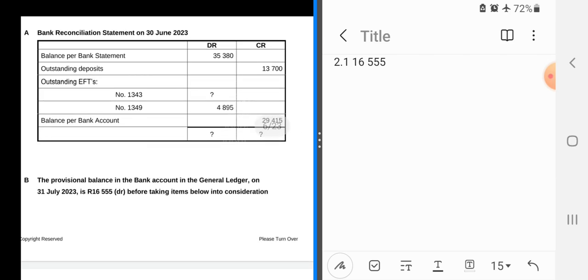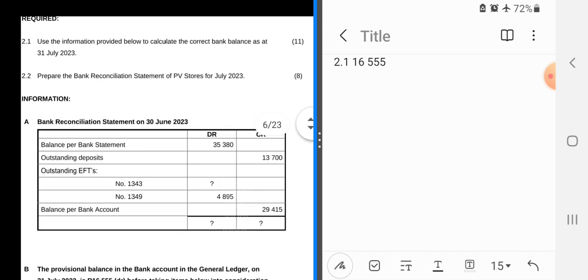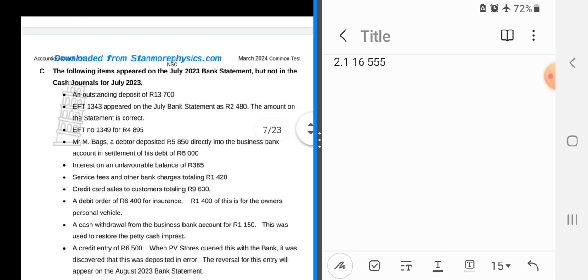Here it is, it's a question mark. We're not given it there, but you can look for that amount on the credit side. 13,700 plus 29,415, you get 43,115. Then you subtract the 35,380, and then you subtract the 4,895. So you get 2,850 for that question mark of number 1343. Here they said it appeared on the July statement as 2,408. The amount on the statement is the one that is correct, not the one that we have written as outstanding.